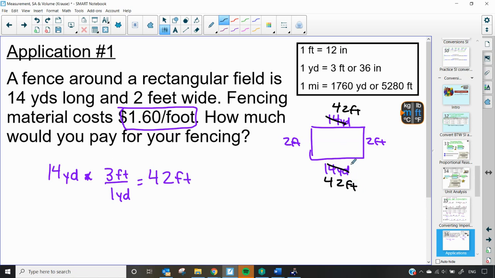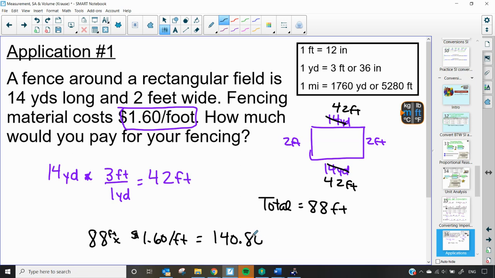From there, we can get our total measurement. So 42 plus 42 plus 2 plus 2 gives us a total measurement of 88 feet. And 88 feet at $1.60 per foot will give us $140.80.